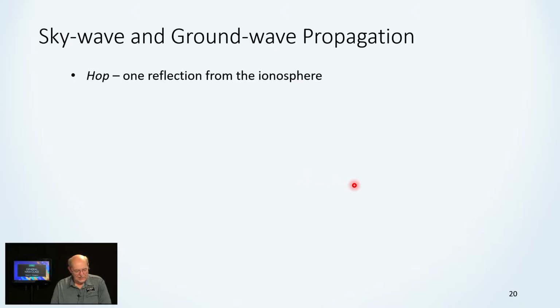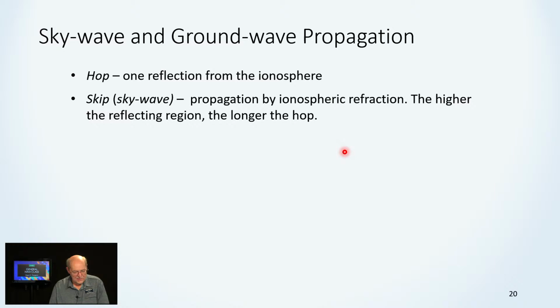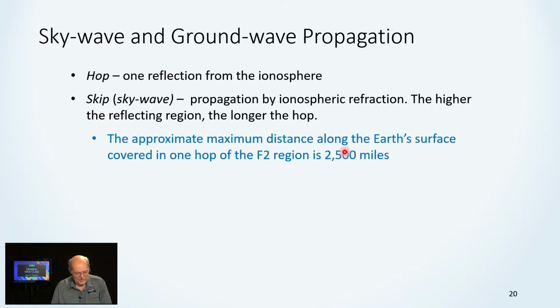So we talked a little bit in the diagram about skywave and ground wave propagation. We talked about hop. Hop is one reflection from the ionosphere. And then skip, propagation by ionospheric refraction. The higher the reflecting region, the longer the hop. Reflecting or refracting, same idea. Now this is the distance expressed in terms of the pool question. The approximate maximum distance along the Earth's surface covered in one hop of the F2 region is 2,500 miles. So we'd need a couple hops to make it over to Europe.